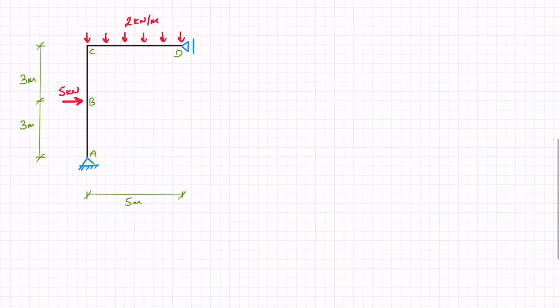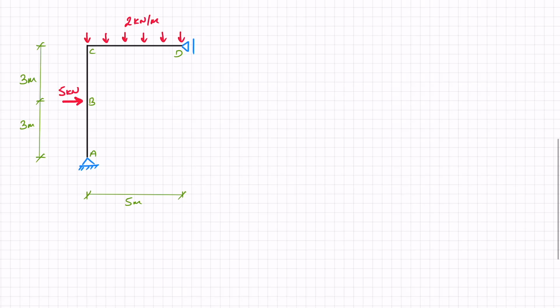As you can see here, we have this structure, ABC, that's the column, that's our vertical member, and CD gives us that beam member. They're attached rigidly, so they form a beam column, a type of frame. We can see here that at A, we have a pin support, and at D, we have a roller support. We have to start off by drawing a free body diagram and finding those reactions.